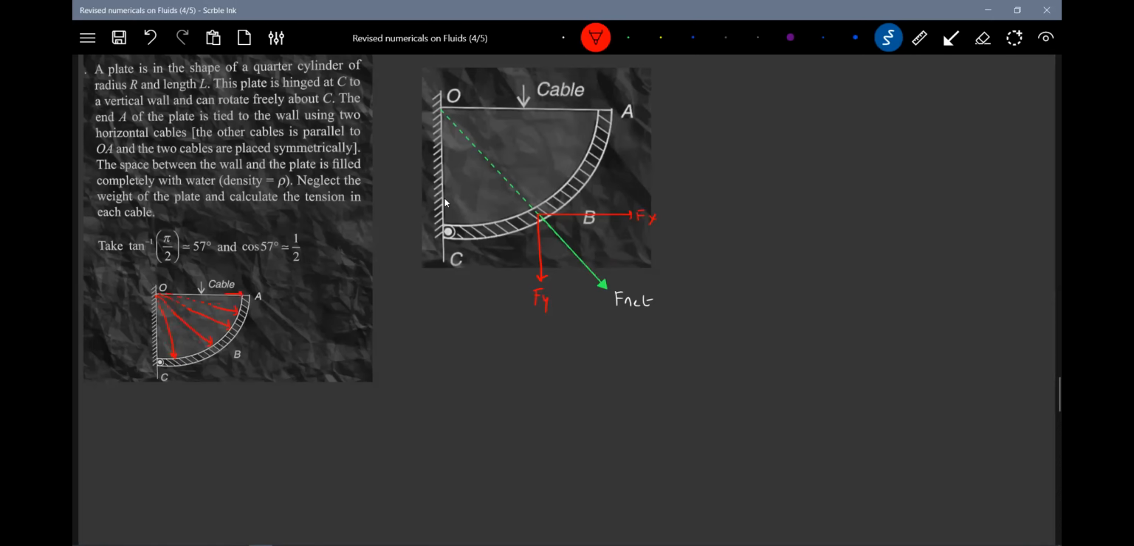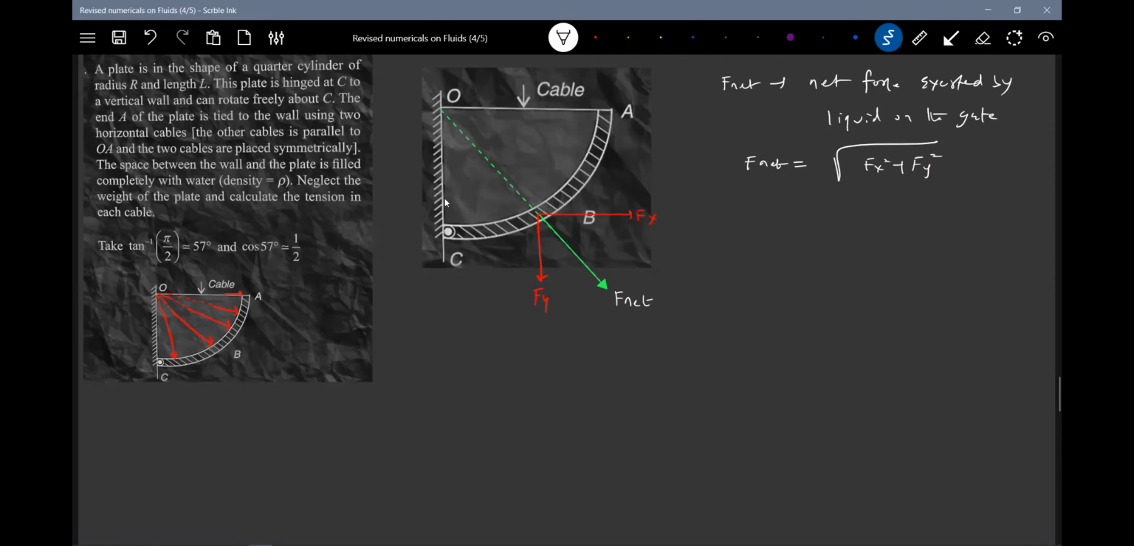How to get this F net? What is F net, we should define. Net force exerted by liquid on the gate, which is equal to the resultant of Fx square plus Fy square. So what is Fx square that we have to calculate? What is Fy square? So what is Fy? Fy should be equal to the weight of the liquid.